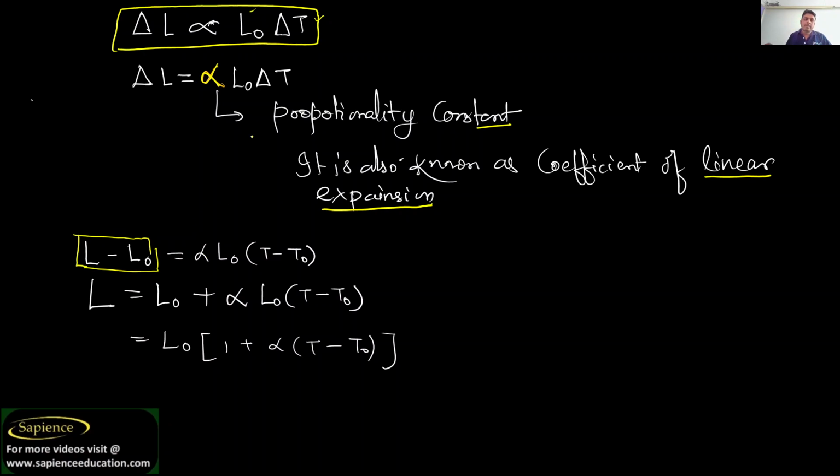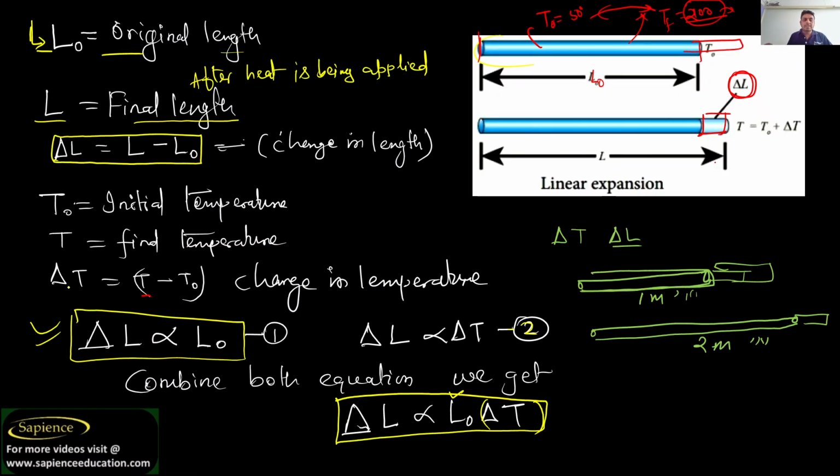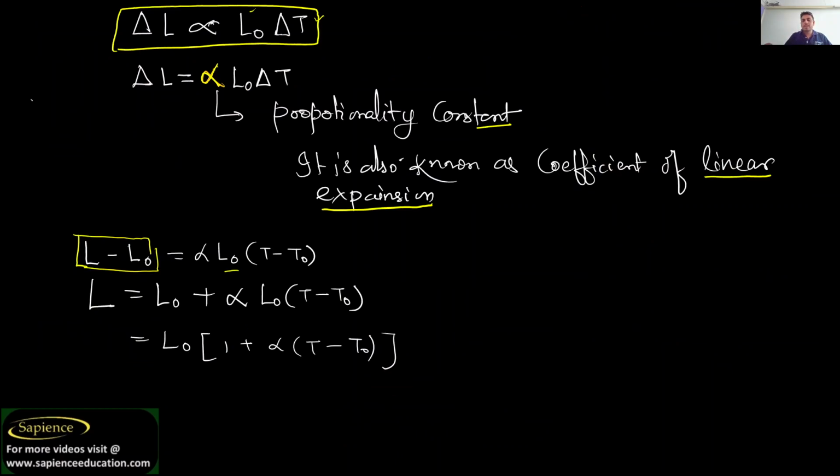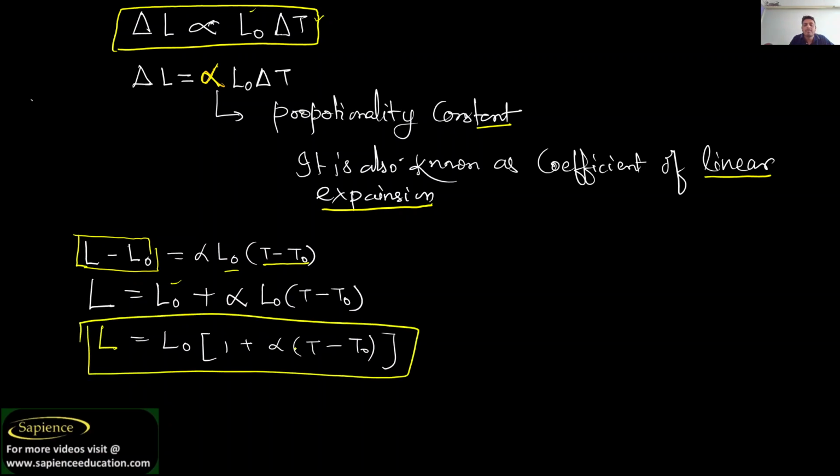In place of alpha I have written L naught. Now tell me what is the change in temperature. Definitely if you go for change in temperature, put this value: T minus T naught. Finally L naught will come to this side, so plus alpha into L naught into T minus T naught. If you take L naught as common, finally you get L is equal to L naught into 1 plus alpha into T minus T naught, where alpha is your coefficient of thermal expansion.